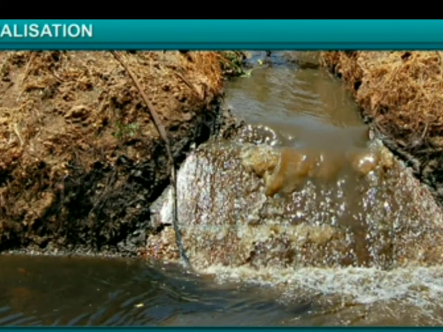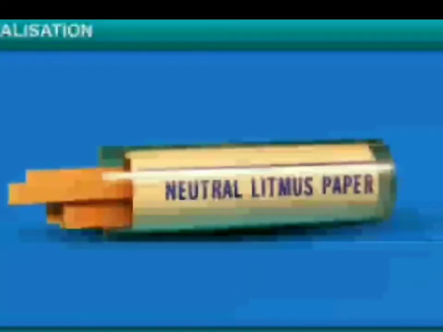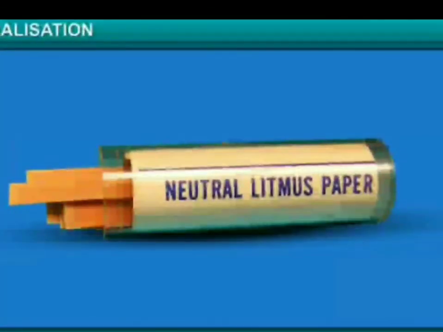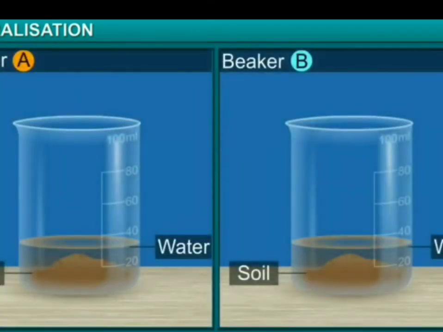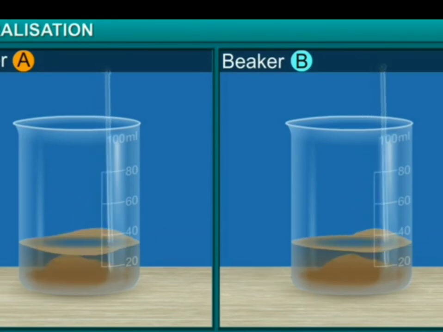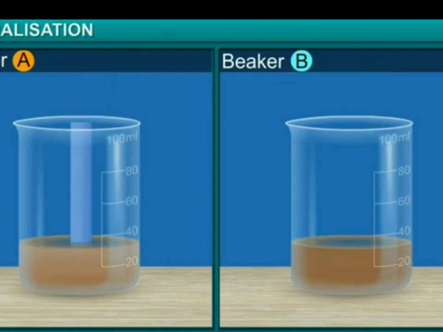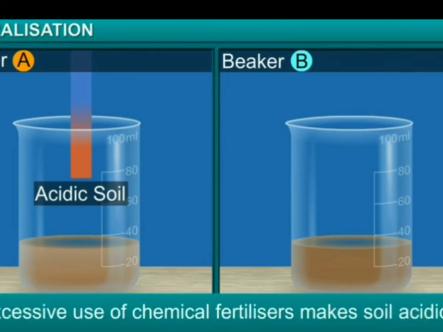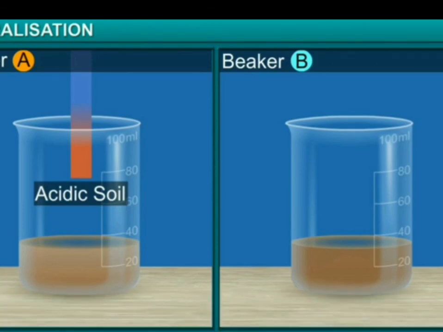The other example is about soil treatment, or this is neutral litmus paper. This litmus paper helps us to show the pH. So this is soil treatment. Here they have taken two soil samples mixed with water. In beaker A, blue litmus paper is put, and you can see the blue litmus paper has turned red, so it is acidic soil. In beaker B, so excessive use of chemical fertilizers makes the soil acidic, they are telling.